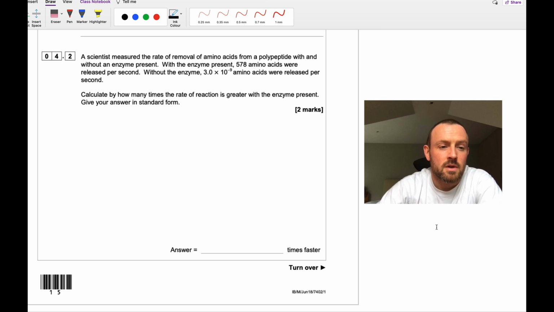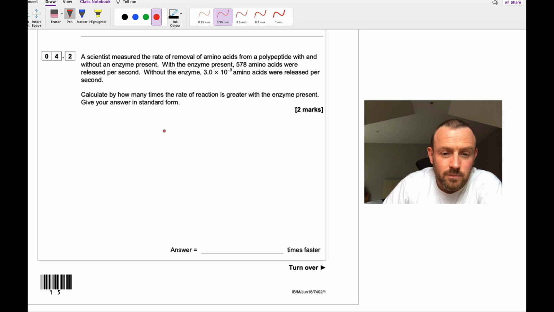Okay, 4.2. Scientists measure the rate of removal of amino acids from a polypeptide with and without an enzyme present. With the enzyme present, 578 amino acids were released per second. Without the enzyme, 3 times 10 to the minus 9 were released per second. Oh god, it's just a standard form thing. By how many times is the rate of reaction greater with the enzyme present? Give your answer in standard form.